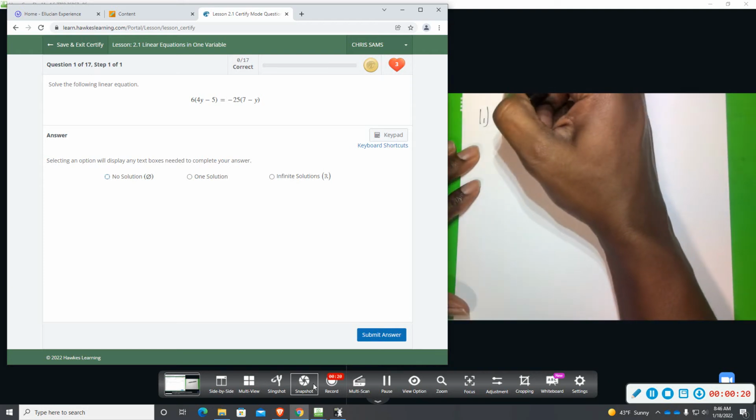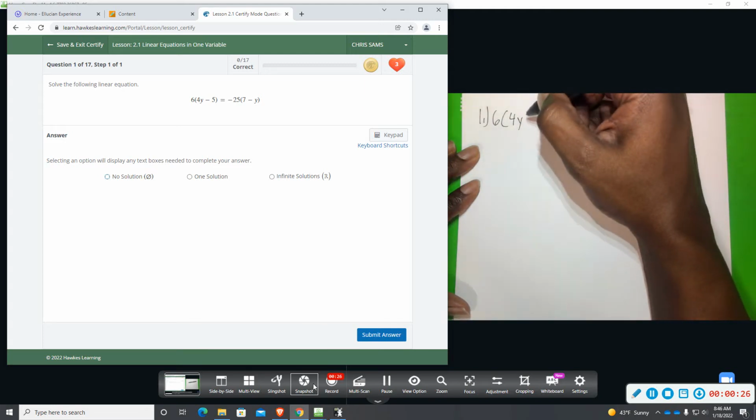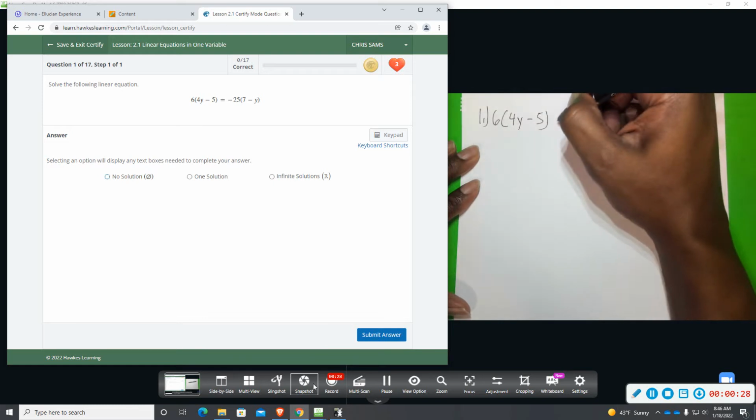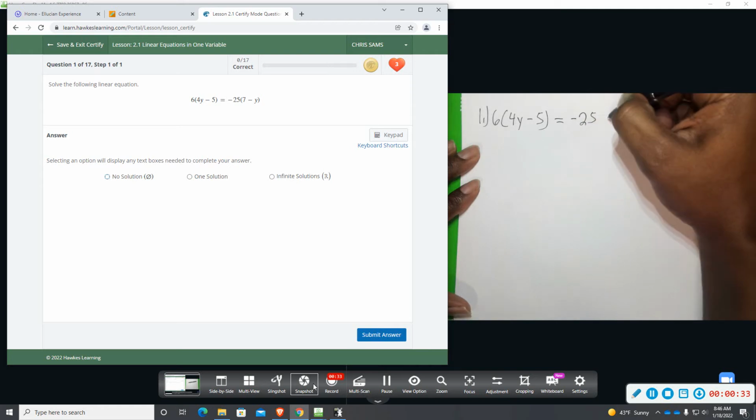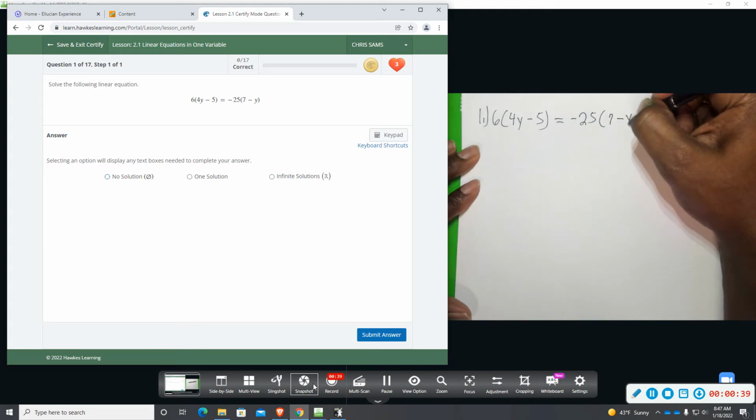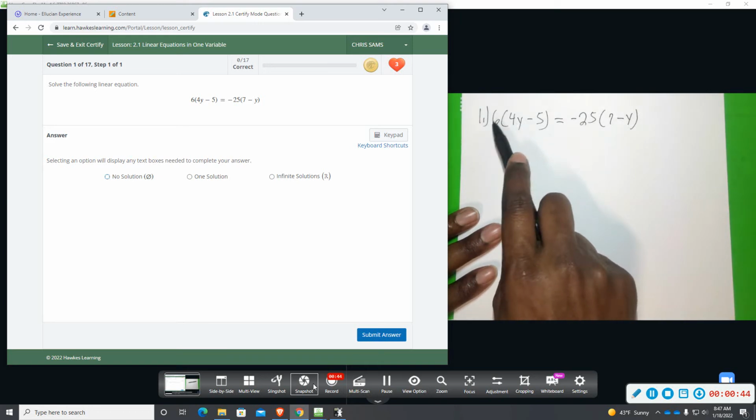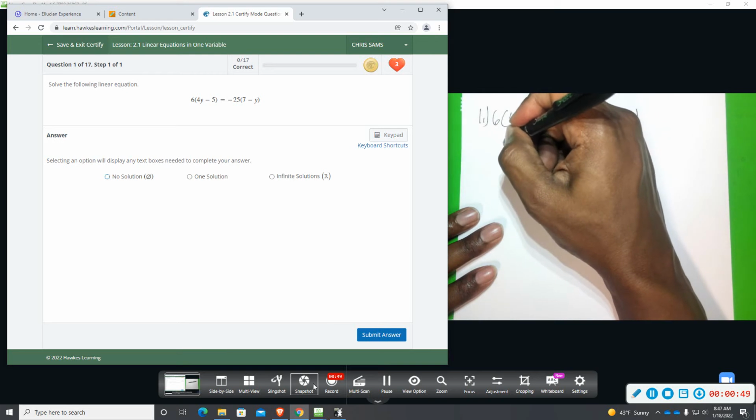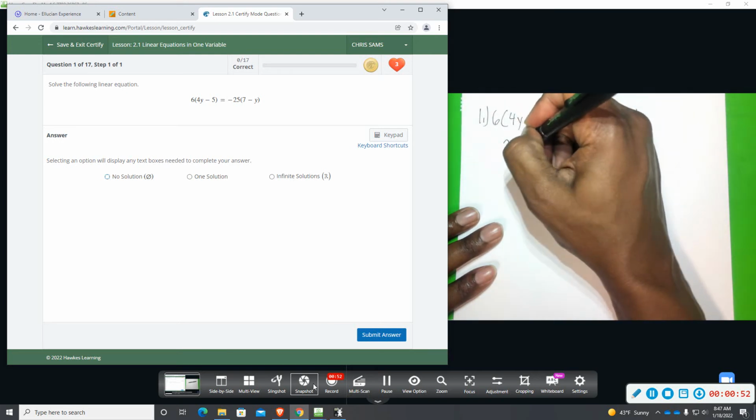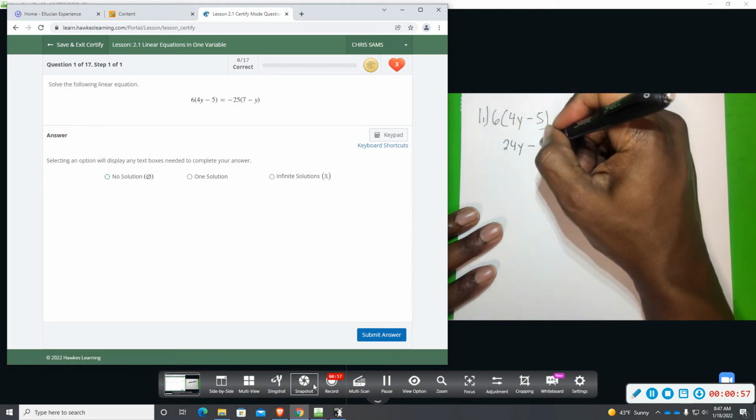we have 6 and then open parentheses 4y minus 5 close parentheses equals negative 25 and then open parentheses 7 minus y close parentheses. Okay, so first we're going to distribute the 6 and multiply 6 times both terms here. So 6 times 4 will give us 24 and then attach the y that we had. And 6 times, this is a negative 5, will give us a negative 30, or we can say minus 30.